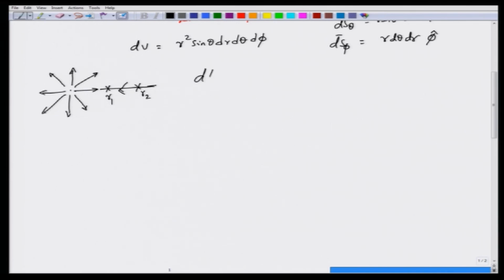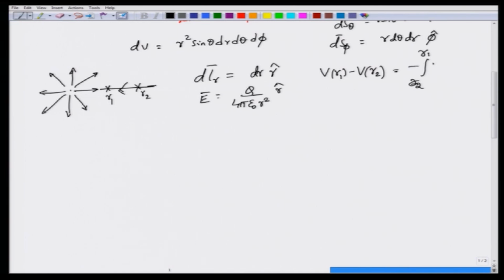So, the path itself is given by dl_r equal to dr r hat. Do not include a minus dr over here. The minus dr will come on its own. Then the electric field is given by q by 4 pi epsilon 0 r square in the direction r hat. So, the potential difference V of r1 minus V of r2 is obtained by moving from point r2 to r1, minus integral of E dot dl.